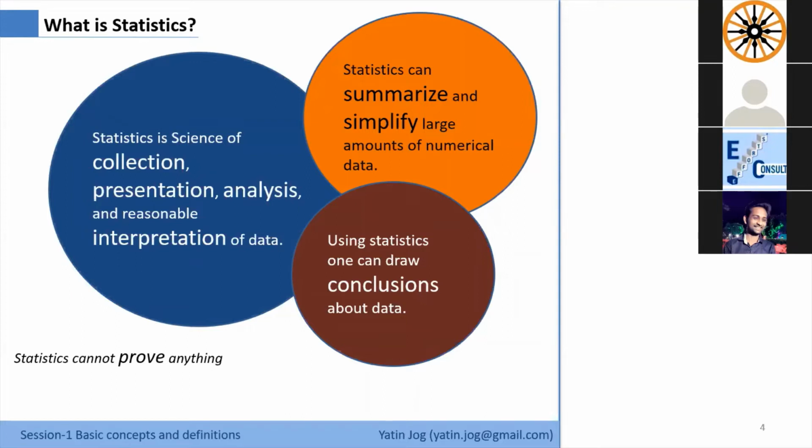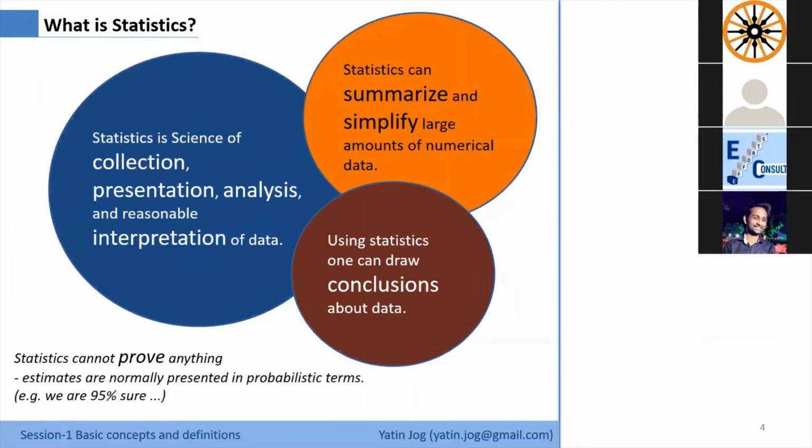In calculations, we have two branches: one is the statistical branch of calculation and the second is the mathematical branch of calculation. If you want to prove something, if you want to end up with results like true or false, 1 or 0, yes or no, then you have to go for the mathematical branch of calculation. We cannot use statistics for proving anything.